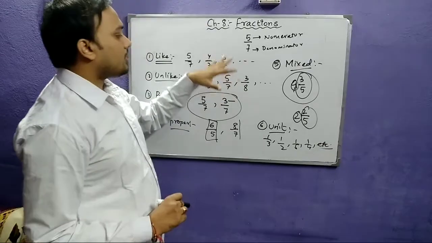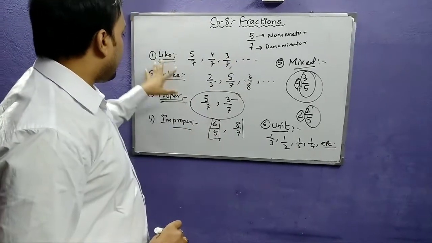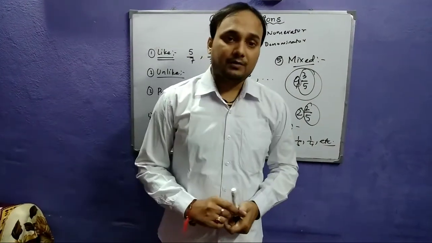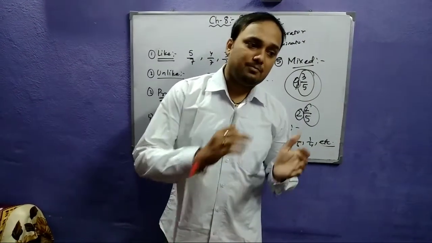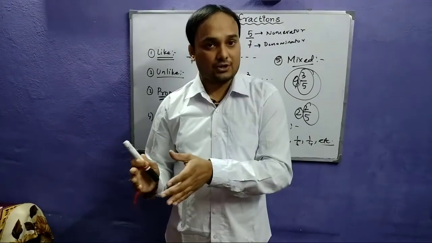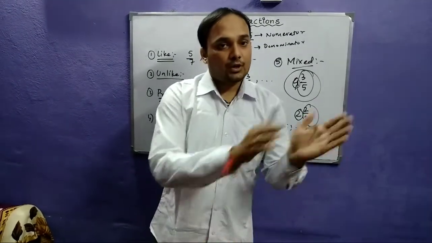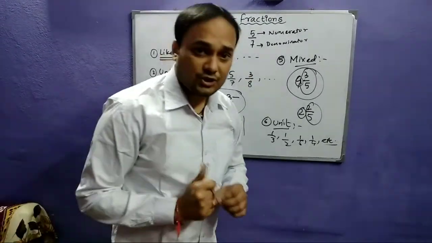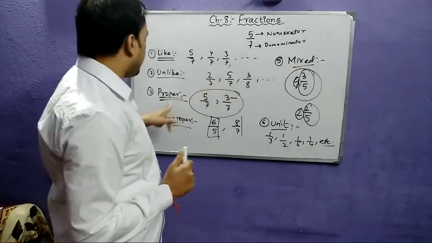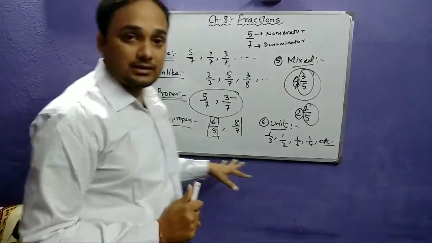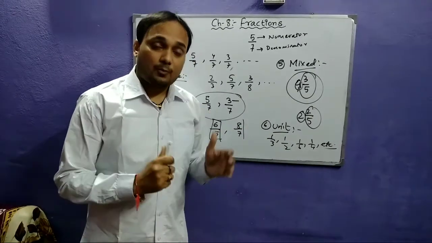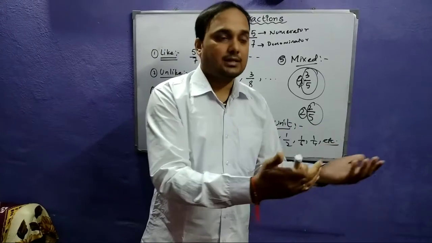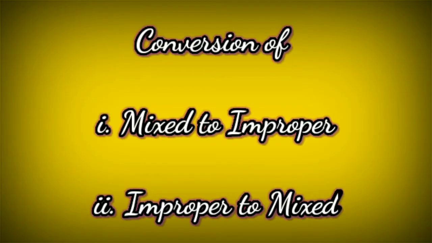So basically we came across 6 different kinds of fractions: like, unlike, proper, improper, mixed and unit. Now in the next part we will be covering how to convert an improper fraction to a mixed fraction and vice versa, that is, mixed fraction to improper fraction. This is also very important because there is a very strong relationship between mixed fraction and improper fraction. Both fractions are connected and related with each other. So we will now understand how to convert from improper to mixed and vice versa, that is, mixed to improper fraction.